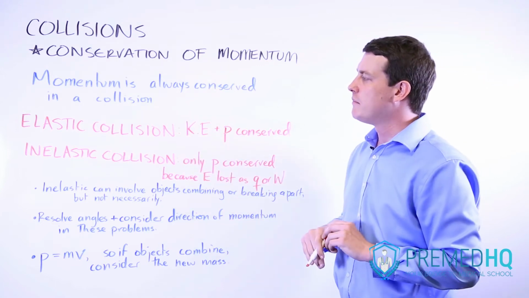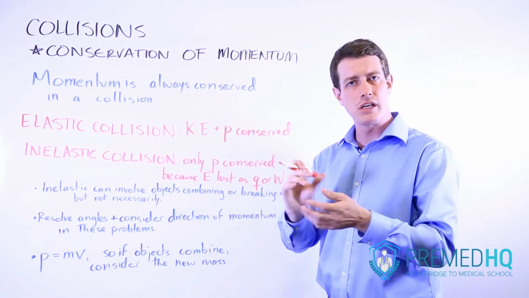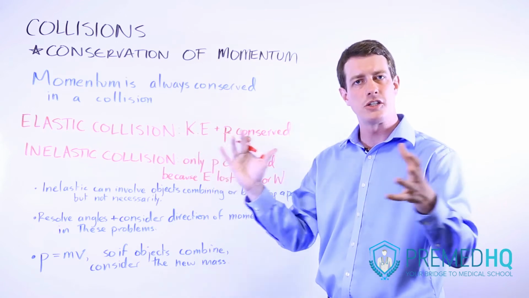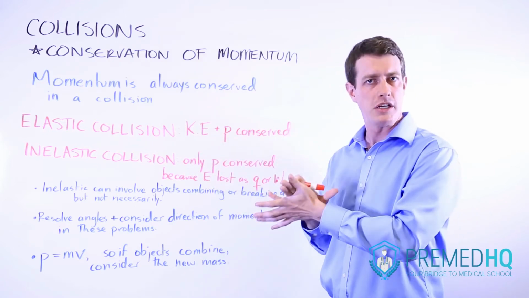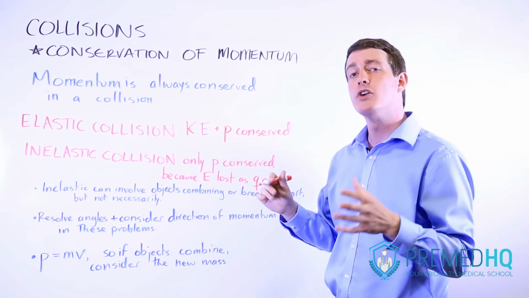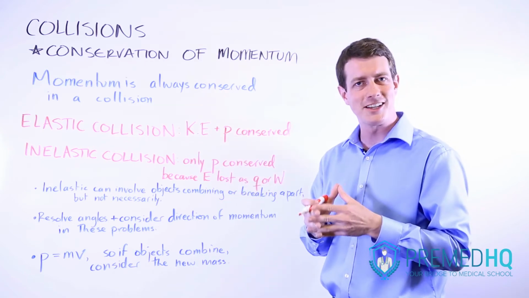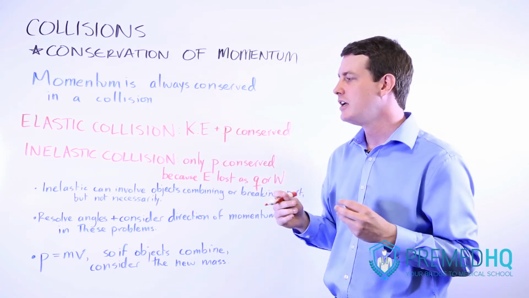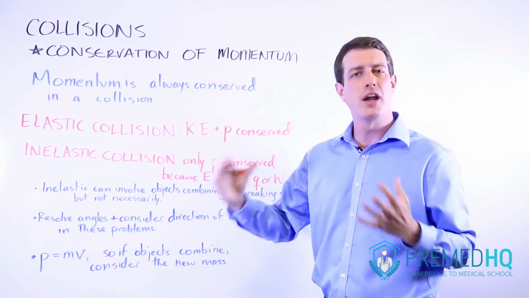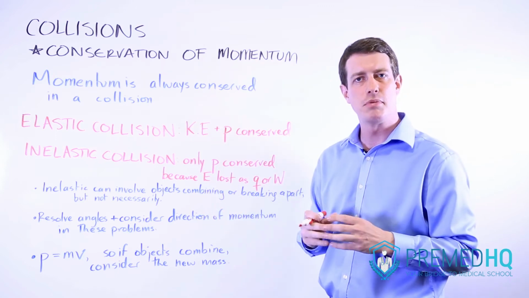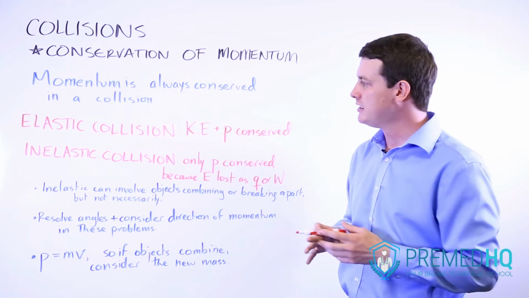Inelastic collisions might involve cars crashing because work is done on the shape of the car. There's some malformation of the vehicle. Whenever you have two things that stick together, that's another example of an inelastic collision. Or if you have things break apart, that's a third type of inelastic collision that you can be dealing with.